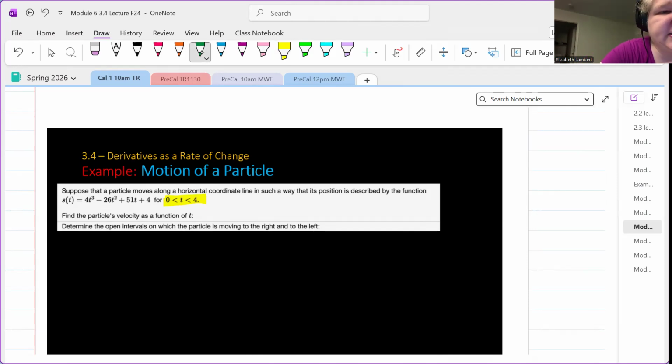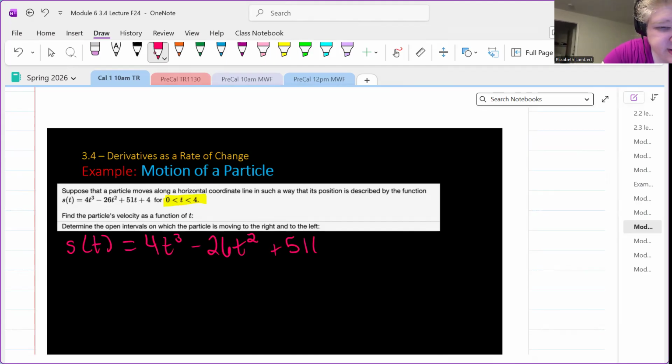But first things first is our position function. So we have 4t cubed minus 26t squared plus 51t plus 4. We're going to take the derivative. That's not that bad. That's a whole lot of power rule. We can do this.